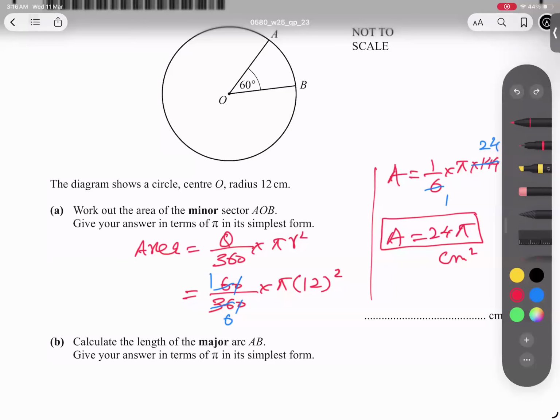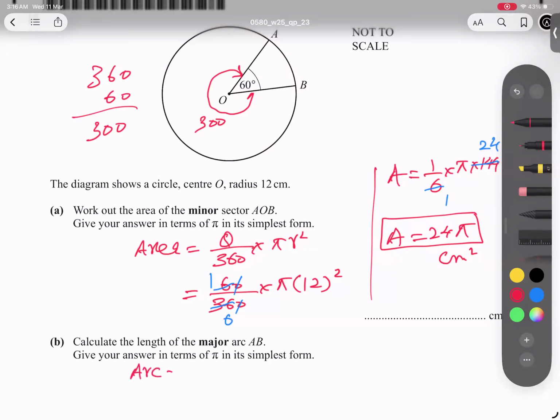The other way is, can you find this angle? Yes, we can find this angle. What is this angle? 360 minus 60, we got 300. If I use 300, I will get the major arc. If I use 60, I will get the minor arc. It depends upon the question, and the length of the major arc is being asked.